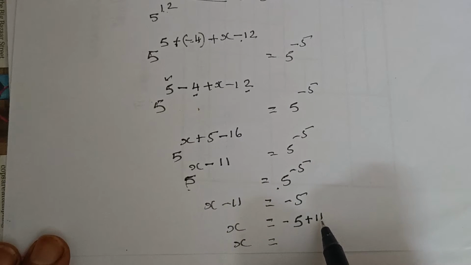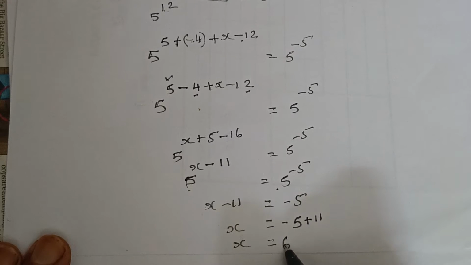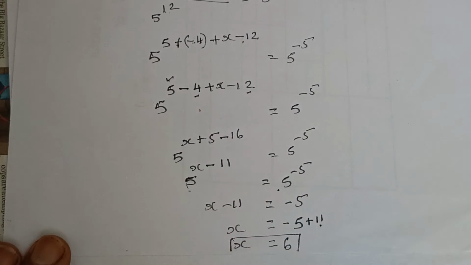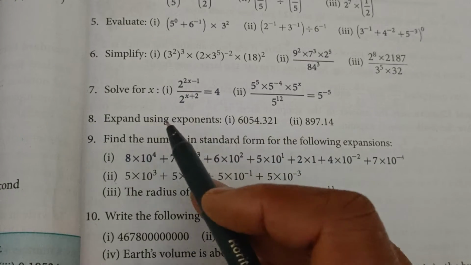What do you see in the signs? They are different. So different signs, rule of integers, subtract and put the sign of the greater number. 11 minus 5 is 6. Greater number is 11 and sign of 11 is plus. Answer is also plus. So what is the value of x? It is 6. Now question number 8.